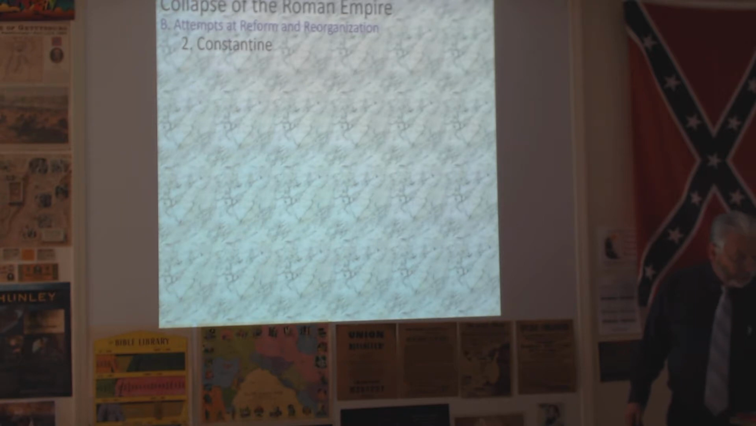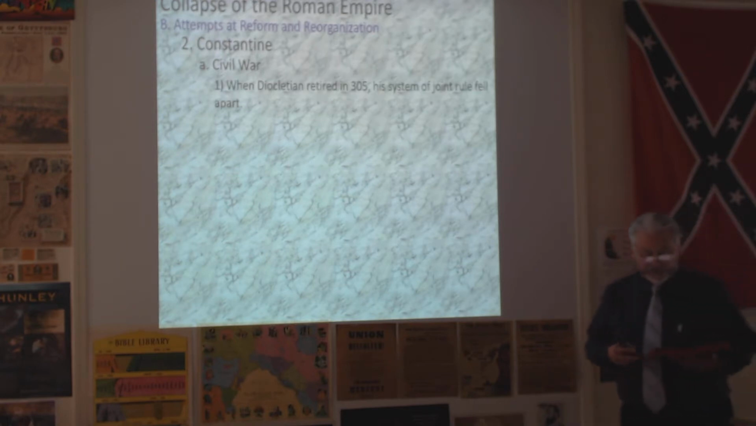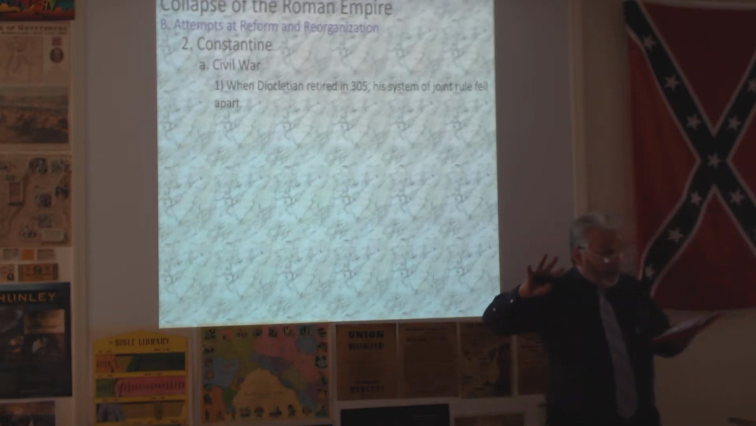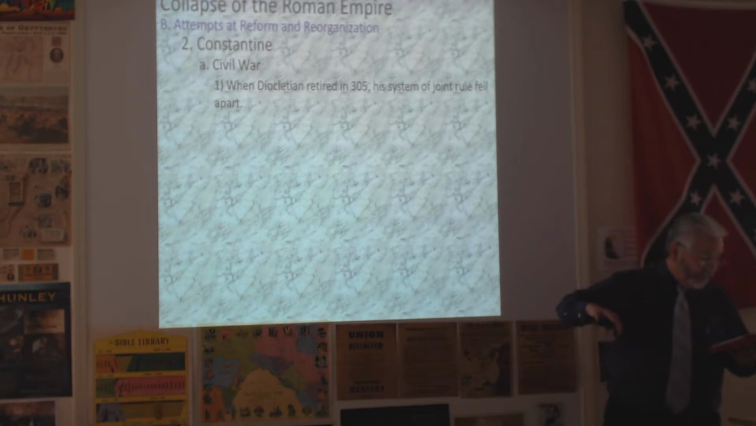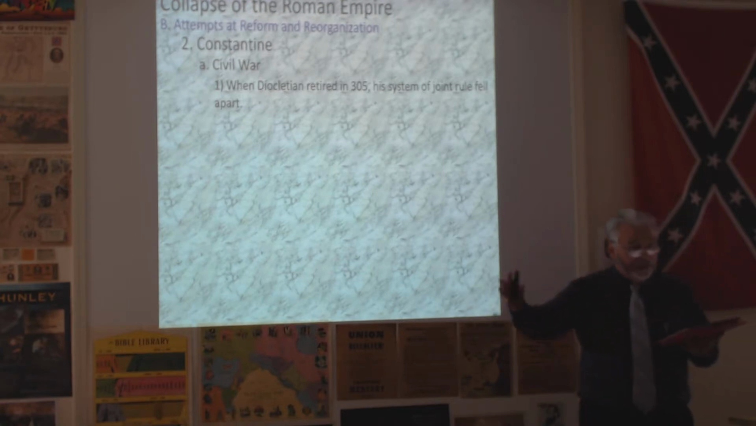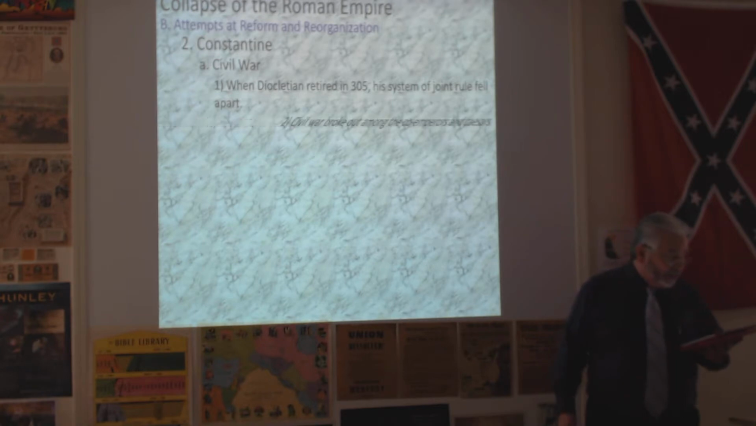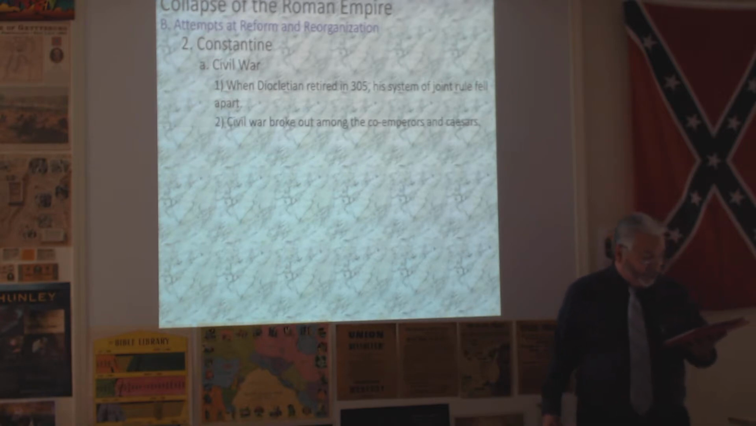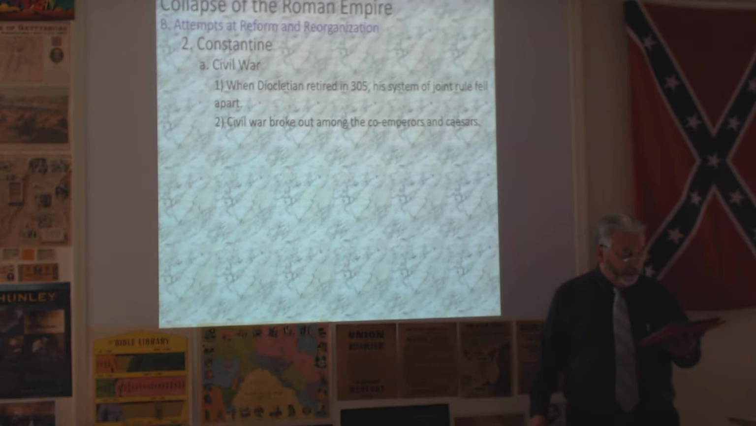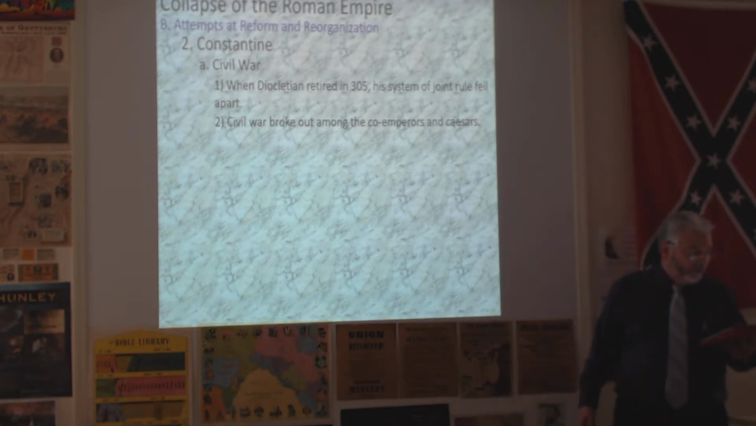Constantine was involved in a civil war. When Diocletian retired in 305, his system of joint rule, co-emperors, fell apart. And civil war broke out between the co-emperors and the Caesars. Constantine emerged victorious, as we have learned before, and became sole ruler of the empire.